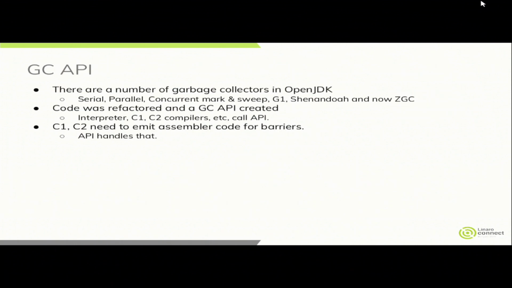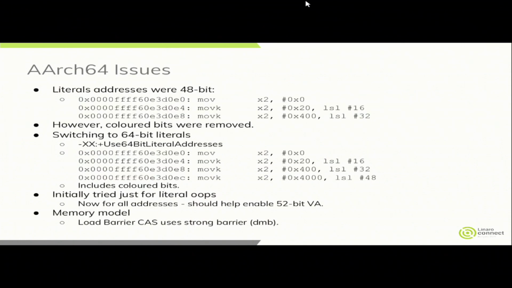Now one of the things that helped doing this is that there are a very large number of, well, there's a lot of GC algorithms in OpenJDK. Serial, parallel, concurrent mark and sweep, G1, Shenandoah, and now ZGC. And all of this impacts C1, C2, the interpreter, and a lot of the other C++ code. So to change and add a new garbage collector requires changes in lots of places. This API made that very much more tractable. Doing AArch64 meant implementing some of these APIs for that garbage collector for that platform.